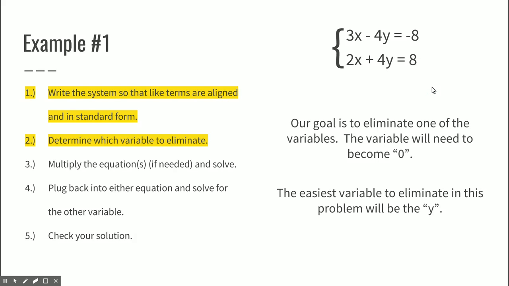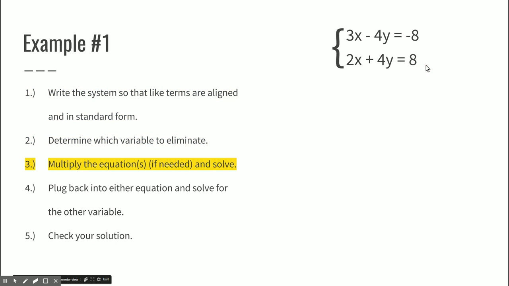Now the easiest one right now, if you look at this to eliminate, imagine if you were adding, kind of like you would say you had a number like 560 plus 270. Imagine you're doing the same thing with these equations. But the easiest one is going to be to eliminate the y, because you've got a -4 and a +4, and when you add those together, that gives you 0. Okay, so we've determined which one needs to be eliminated. We don't need to multiply the equations because this one will perfectly eliminate. So that step is done.